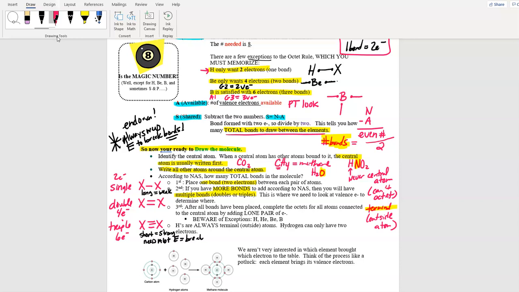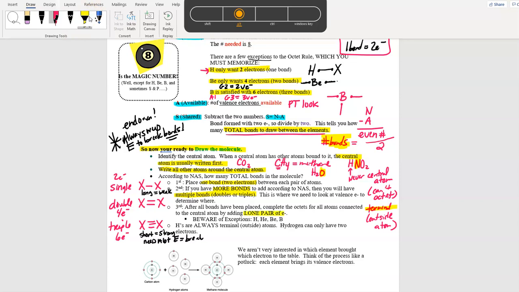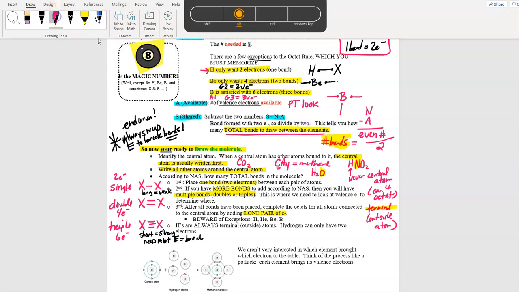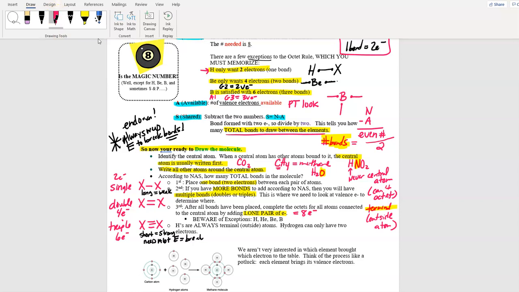Okay? Once you've added your bonds, figure out if you need doubles or triple bonds. Not a lot of molecules do, but some do. After that, here comes the lone pairs. So you need to remember the octet rule. Every element wants 8. But remember, there are some exceptions. There are some exceptions. Those guys, beware, beware.